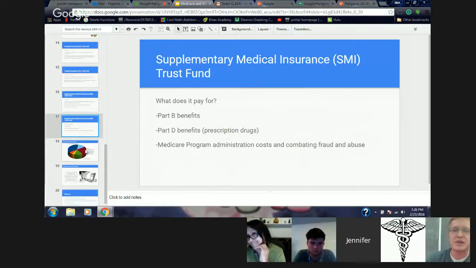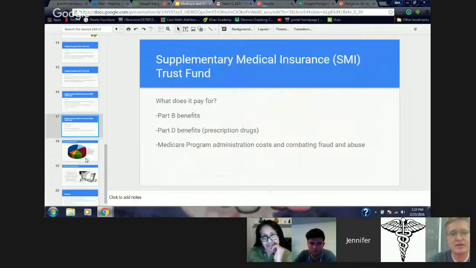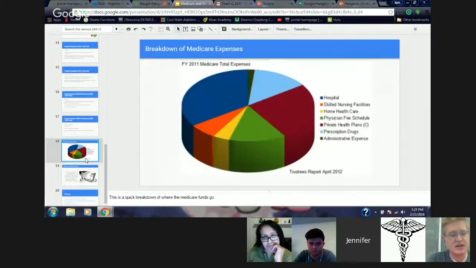Okay. The funds for this trust fund are usually allocated to pay for Part B and Part D benefits, which, as Jonathan explained, go towards your medical expenses, and Part D specifically deals with your prescription medication. It also goes towards the administrative costs for running Medicare. As it shows in the slide, important things like combating fraud and abuse of the system.